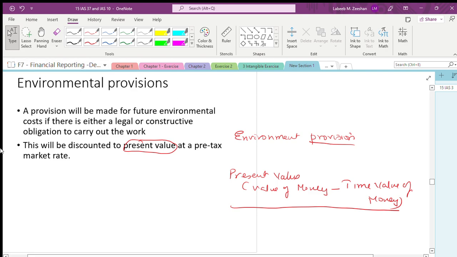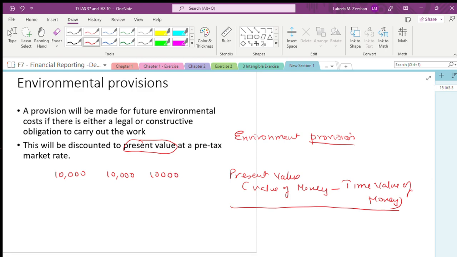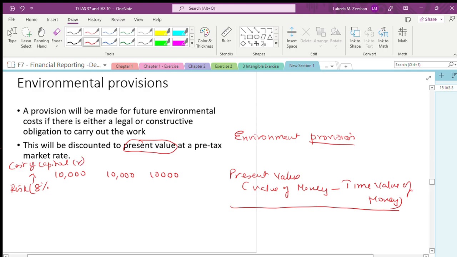Assume how it will work. You are creating a provision for 3 years. You will assess the time value of money and the risk. Based on the risk, you will say that yes, the value of the risk in this type of business is 8%. Then this is going to be called the cost of capital (r).